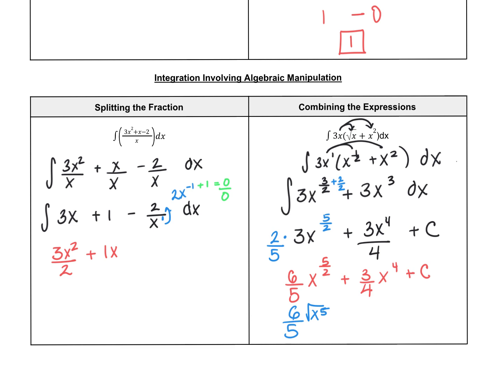Okay, let's jump to the back here. So if I have 2 over x, the answer is just going to be minus 2 ln of the absolute value of x, and then plus c. And then that's my final answer there.